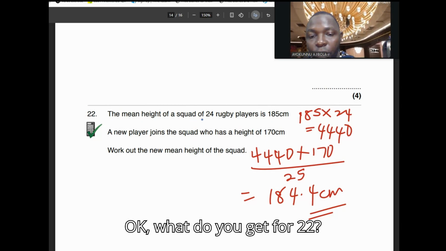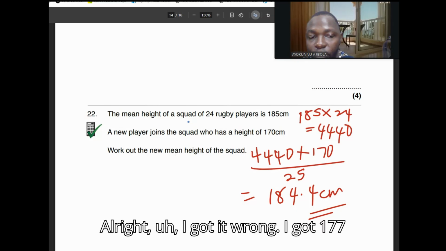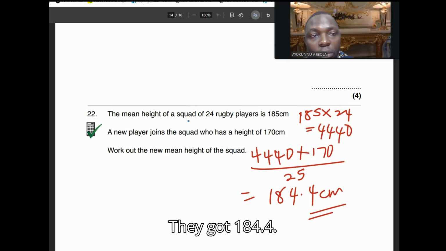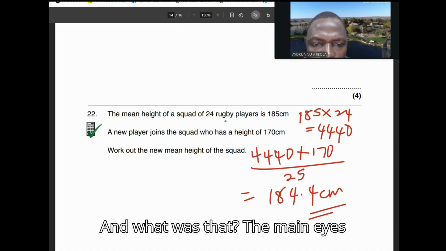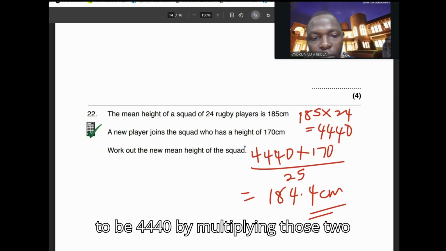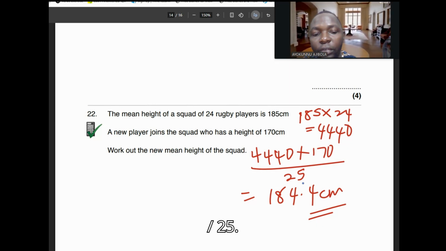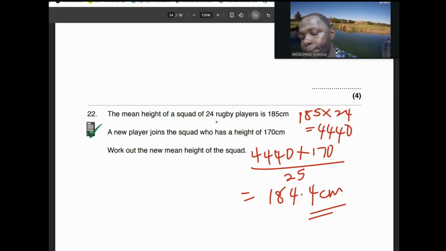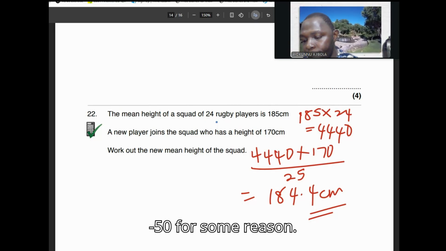The mean height of a squad of 20. Okay, what do you get for 22? Sorry, I got it wrong. I got 177 centimeters. What did they get? They got 184.4. Okay. The mean height is this, and we got the total to be 4440 by multiplying those two numbers. Then you had the 170, then you divide by 25. Let's see. You understand? I minus 15 for some reason.